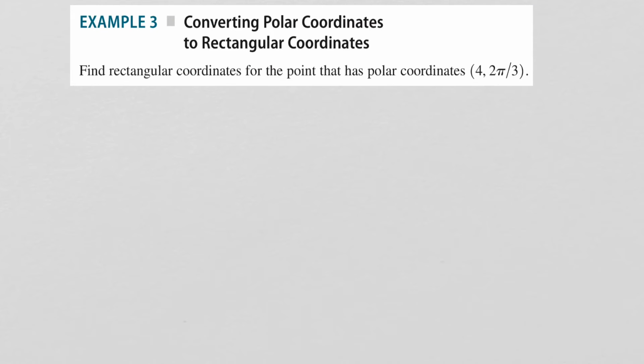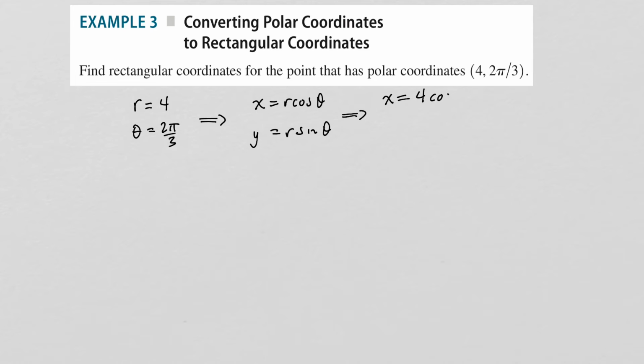So as an example, we can convert polar coordinates into rectangular coordinates. So if I have the polar coordinates 4, 2 pi over 3, let's just note that this means r equals 4 and theta equals 2 pi over 3. We can convert this into rectangular coordinates by simply using the formulas on the previous page. So I can find x and y by applying these 2 formulas. And this is going to give us x equals 4 cosine of 2 pi over 3 and y equals 4 sine of 2 pi over 3. And then we just plug in the values.